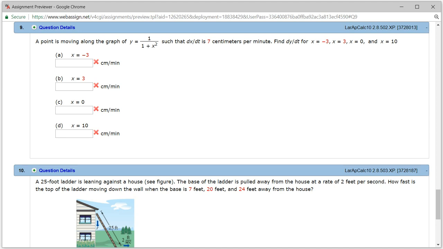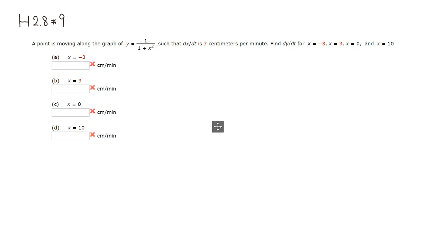All right, let's look at homework 2.8, problem number 9. I'm just going to do part A of this question because the rest of the parts are the same problem with different numbers. So let's look at part A.